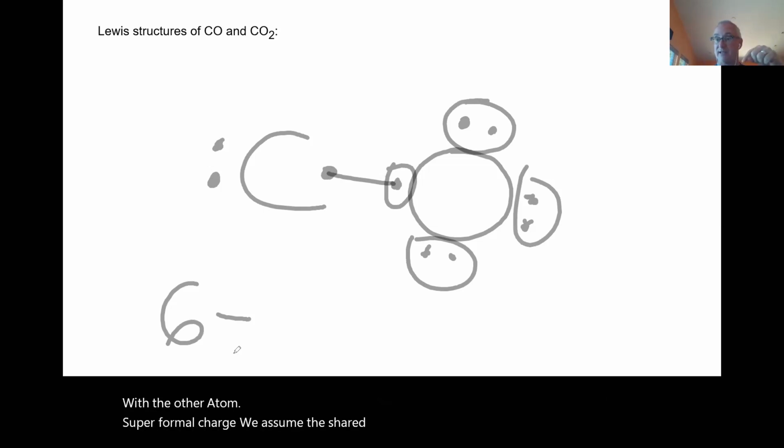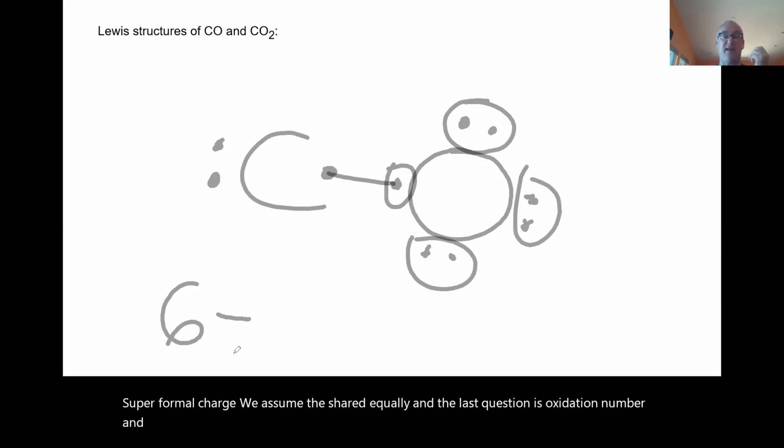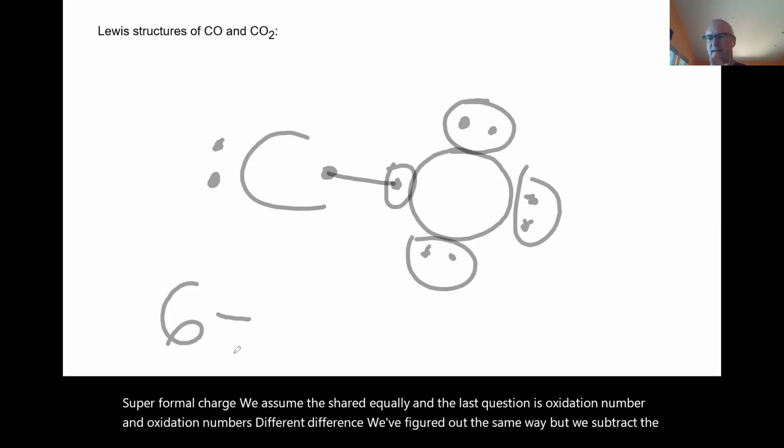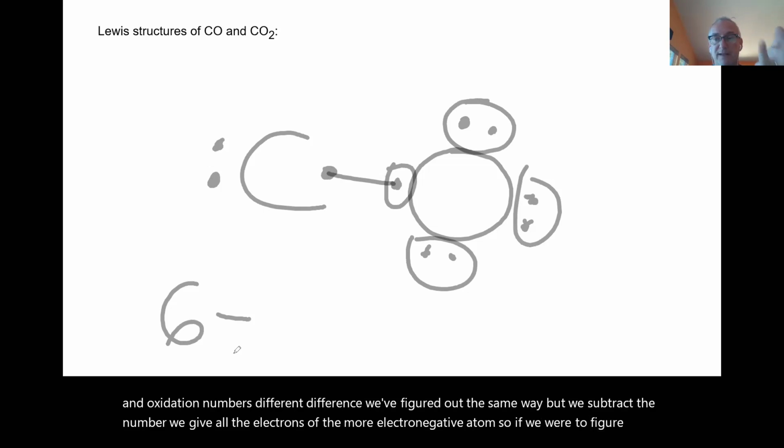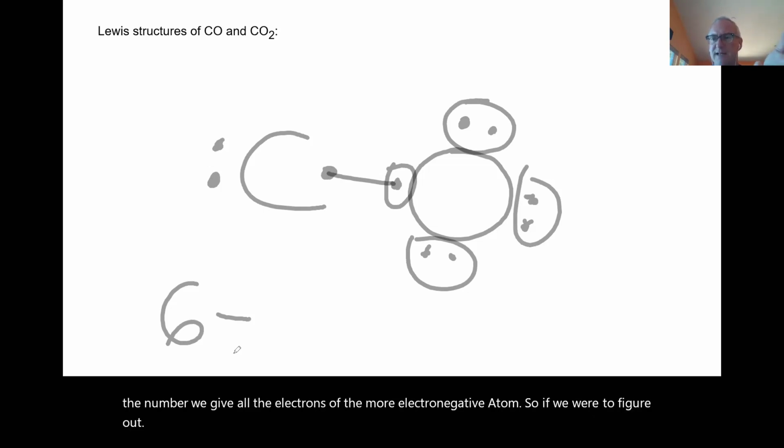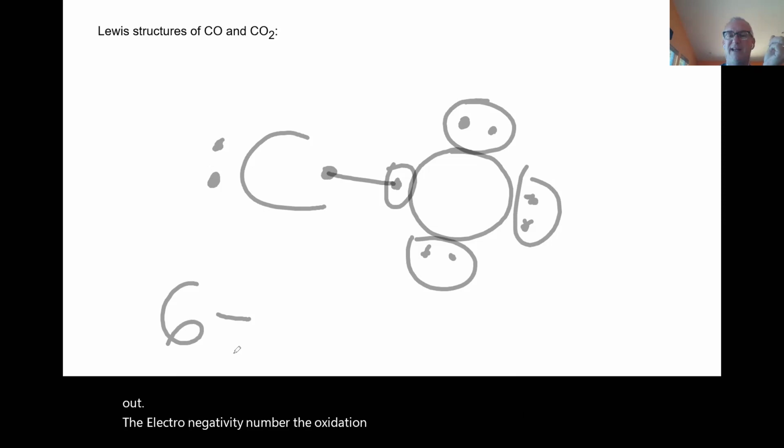And the last question is oxidation number. Oxidation number is different. We figure it out the same way, but we give all the electrons to the more electronegative atom. So if we were to figure out the oxidation number for oxygen, we would give it both of these electrons. So we would give it 8.